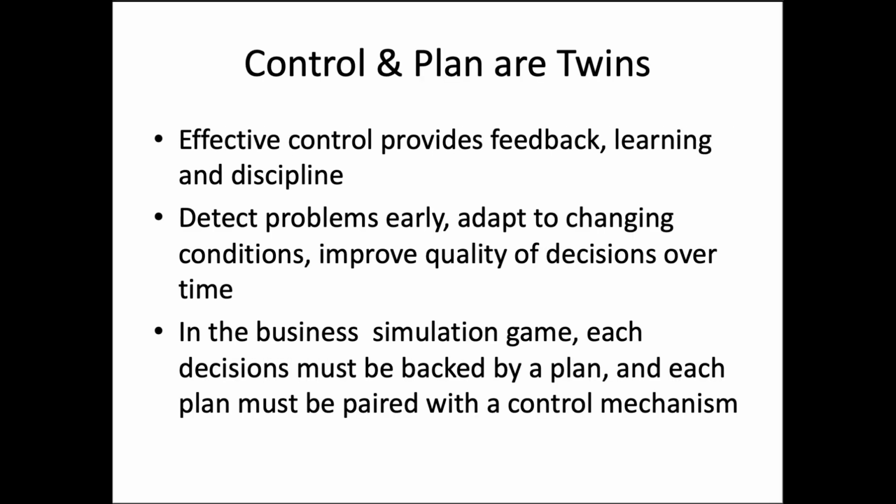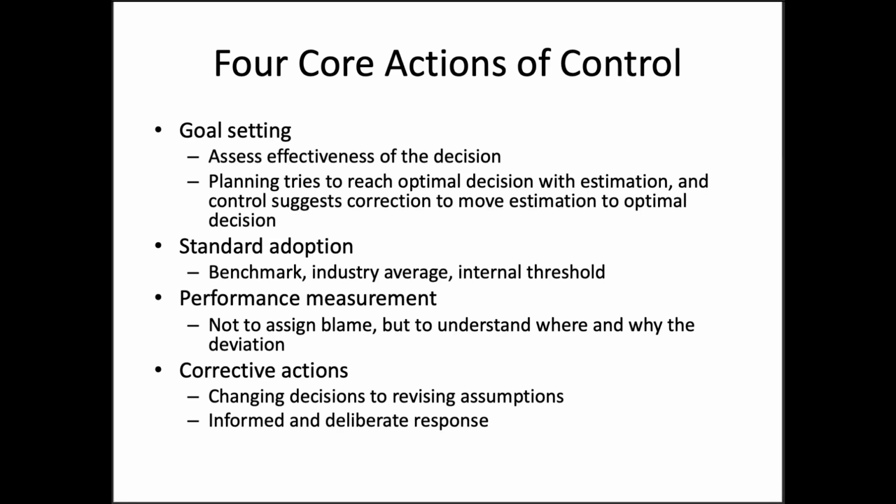In the business simulation game, just as each and every decision must be backed by a plan, so must each and every decision be backed by a control mechanism. Control and plan are twins. The control mechanism monitors and checks the outcomes and KPI that the decision promised to deliver. Any deviation from the standard will be reason to initiate corrective actions. At its core, business control consists of four interconnected actions: goal setting, standard adoption, performance evaluation, and corrective action.